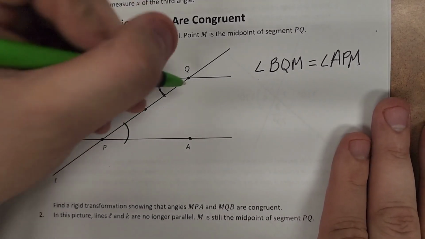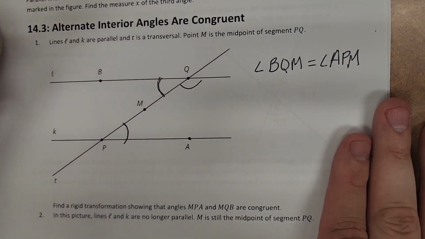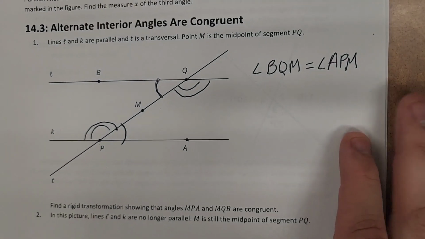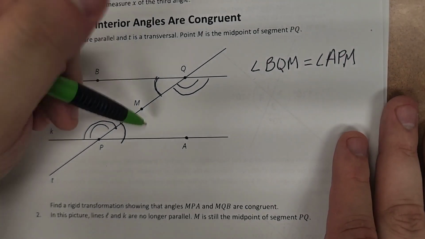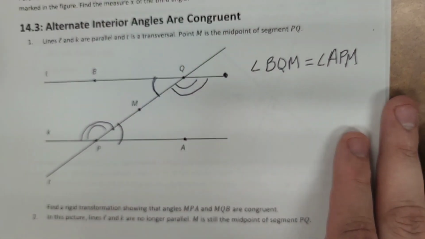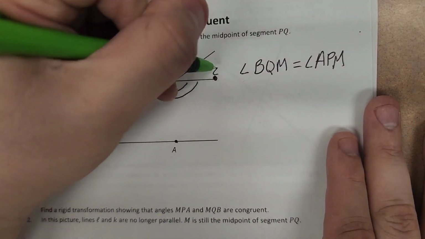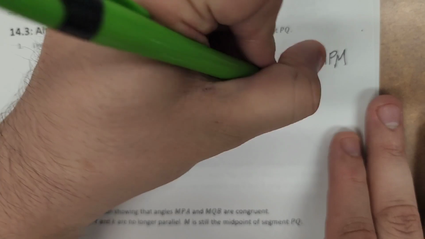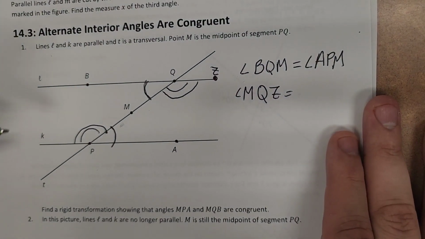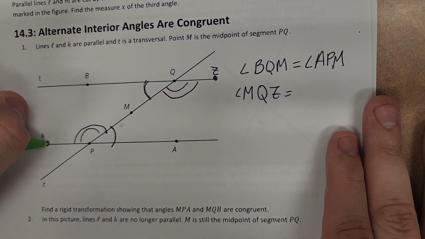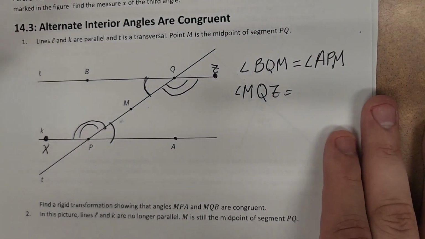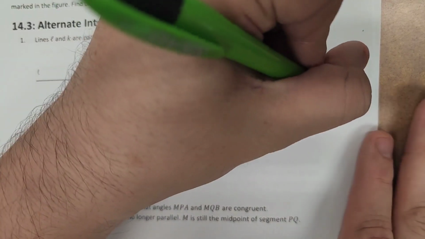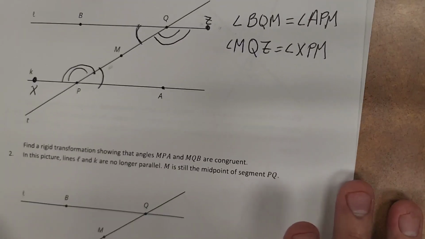Great, and we're back. You should have noticed that this angle and this angle are also alternate interior, but now we gotta name them. In this case, this one doesn't have a point, so I'm just gonna name it Z, right? So we got angle MQZ is equal to what? Oh, and this one doesn't have a point either. I'm gonna name that X. We got angle XPM. Okay? Great.